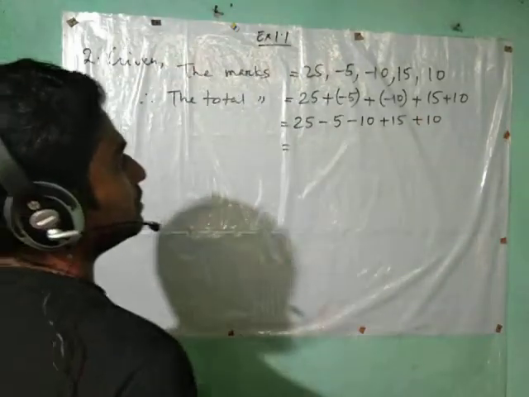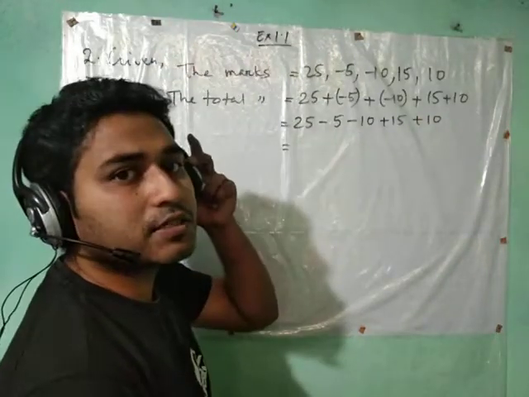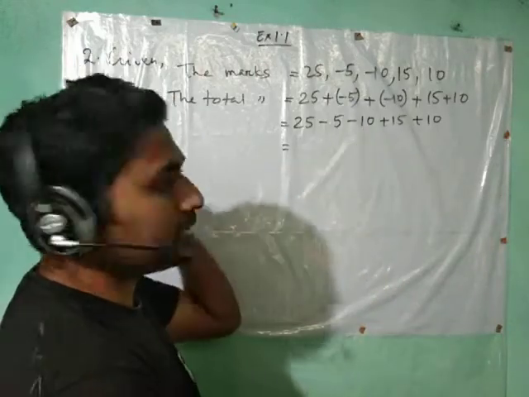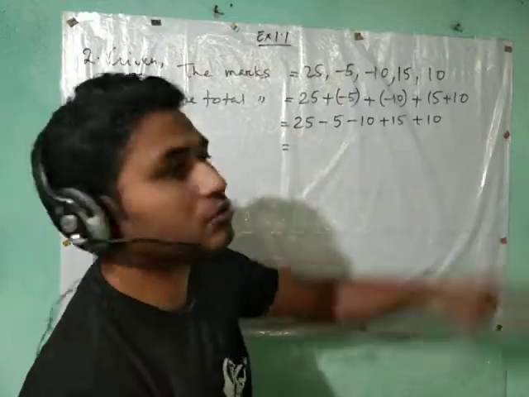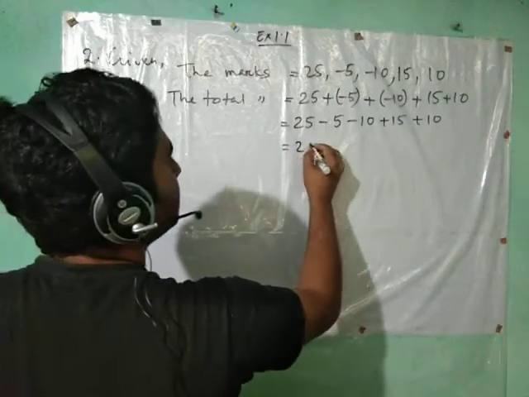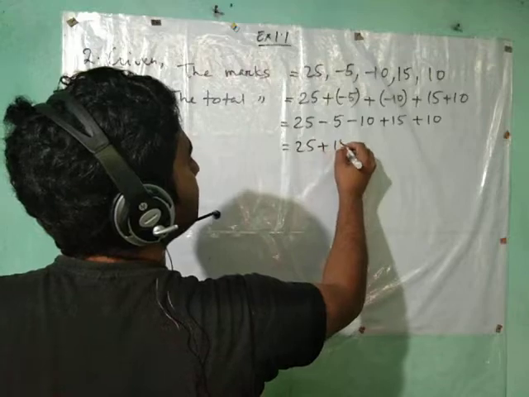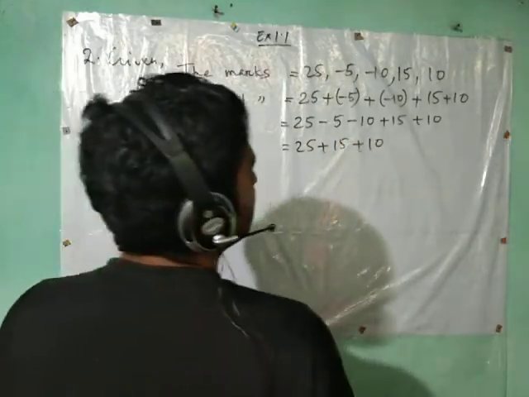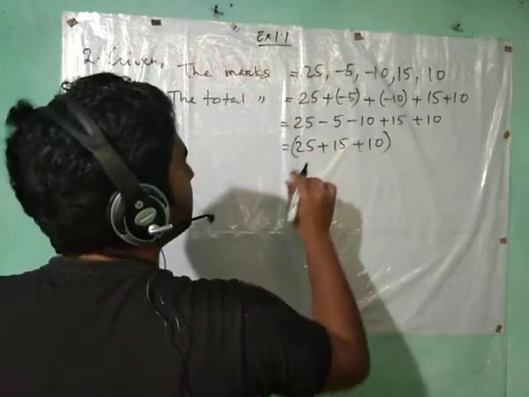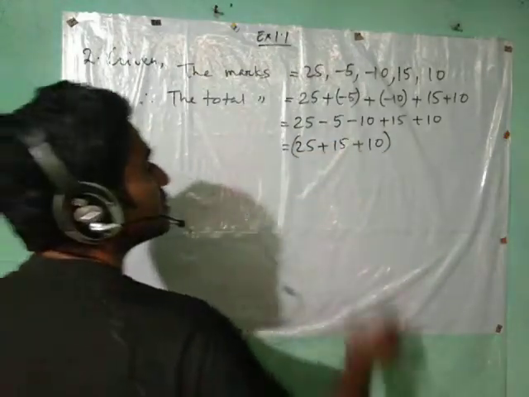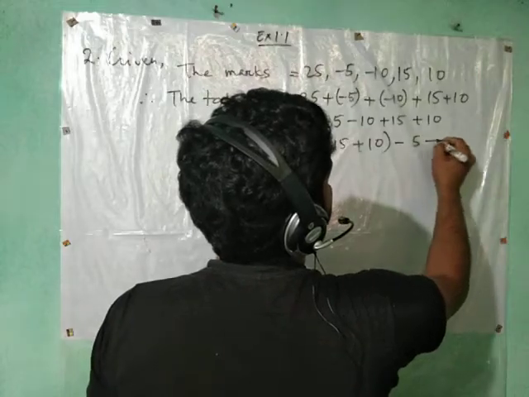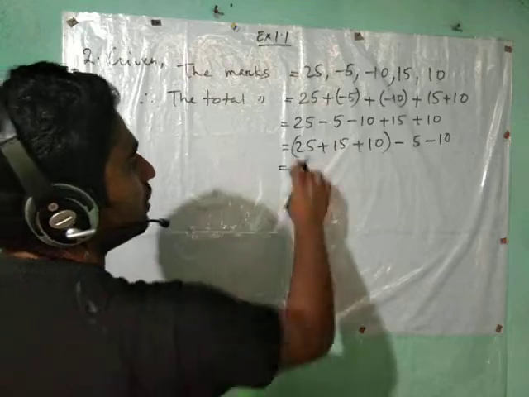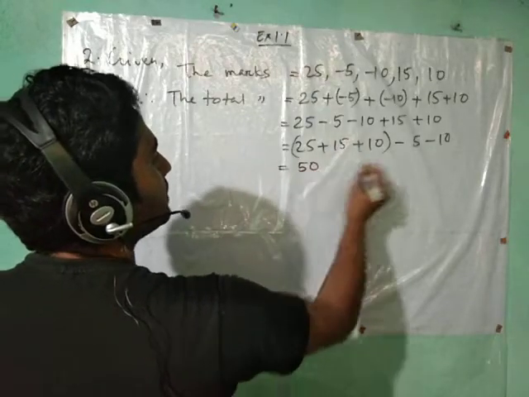Now if you look here, you will see some are plus, some are minus. So first do one thing: bring all the plus to the left hand side and keep all the minus on the right hand side. So 25 is plus, 15 is also plus, then 10 is also plus. Put them into one single group. Now the remaining are -5 and -10. Now if you add the plus ones, you will get 50.